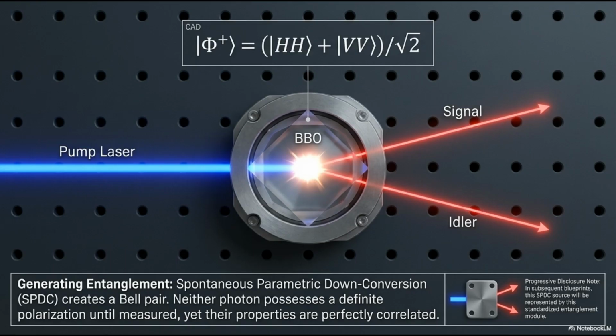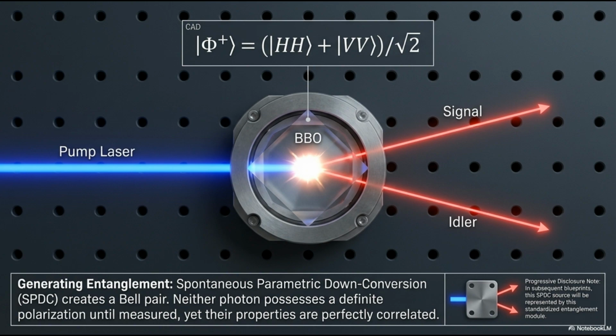This slide details the physical mechanism for generating polarization-entangled photon pairs using spontaneous parametric downconversion, abbreviated SPDC. A high-energy blue pump laser beam is focused into a beta barium borate crystal, abbreviated BBO, which is a birefringent nonlinear optical medium. Inside the crystal, with very low probability, a single high-energy pump photon spontaneously splits into two lower-energy photons called the signal and the idler, which are emitted symmetrically on either side of the pump beam axis.